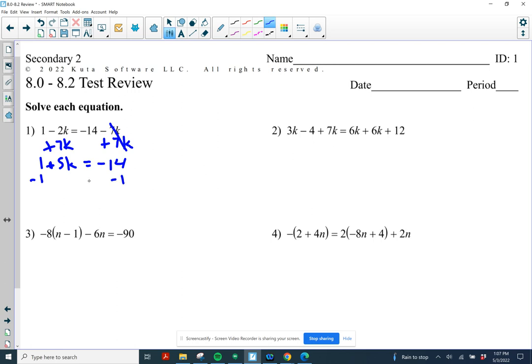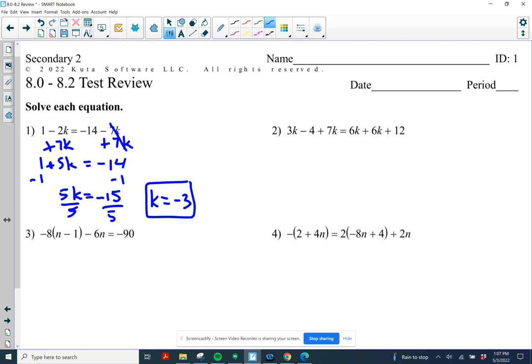I'm going to subtract a 1. 1 and negative 1 zero out. 0 plus 5k is just 5k. And negative 14 take away 1 is negative 15. I will divide both sides by 5. And now I have k equals negative 3. Done. Problem number 2.